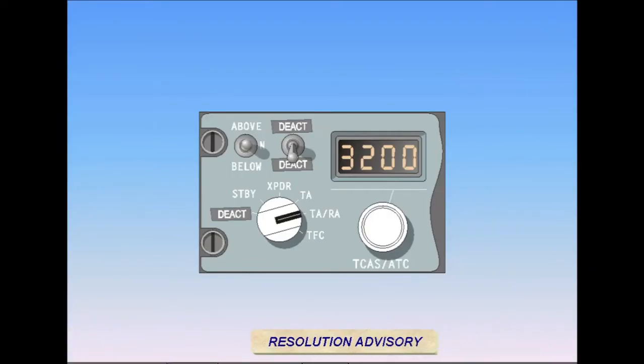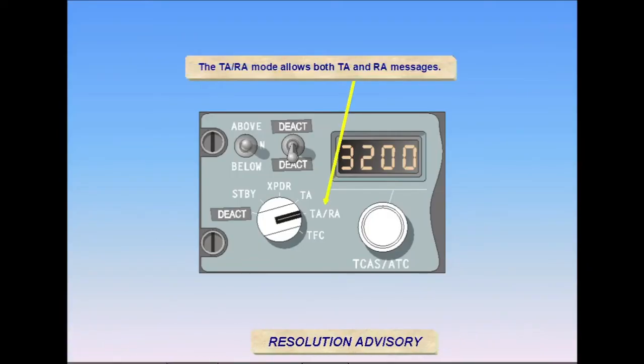The TARA mode allows both traffic alerts and threat resolution advisories. Non-threat traffic is displayed only when a TA or RA is present. This mode may be used to reduce screen clutter in heavy traffic areas. It has no other advantages over the TFC mode, which we'll address next.